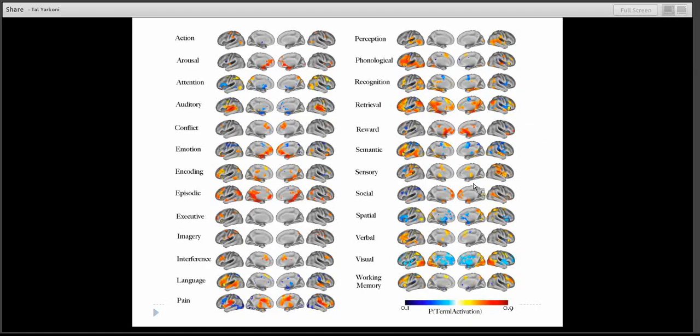Again, these are all very general terms. This is not a substitute for careful meta-analyses, unless you really just wanted a meta-analysis of something like working memory. And then I think this is probably reasonable.